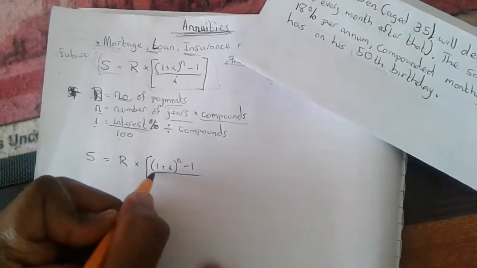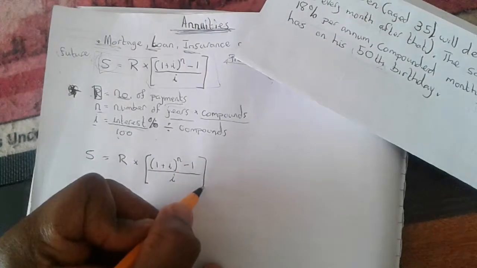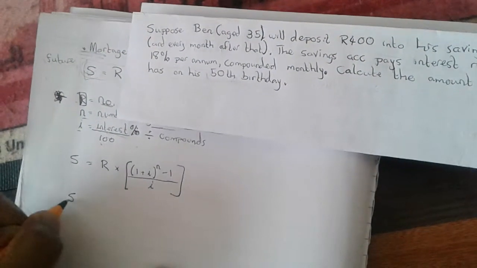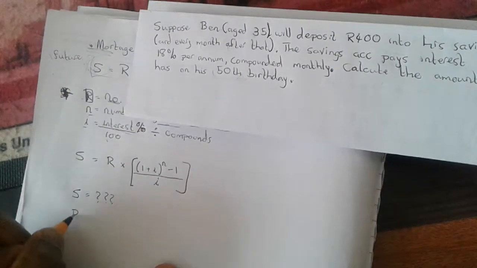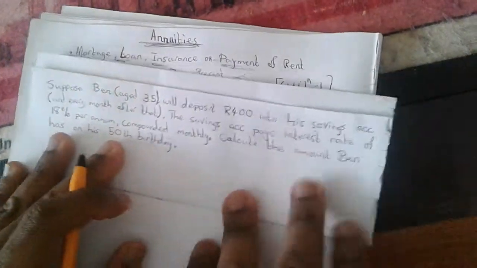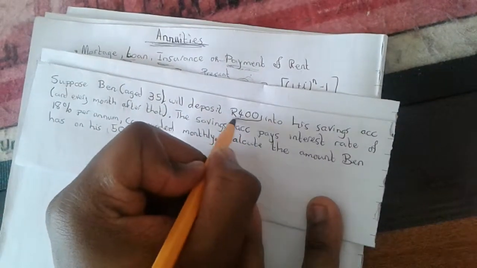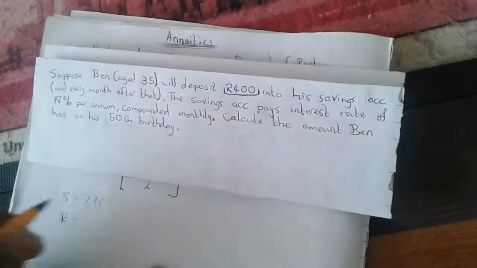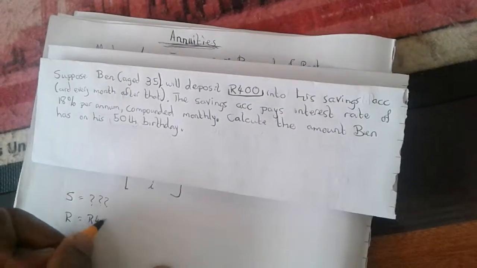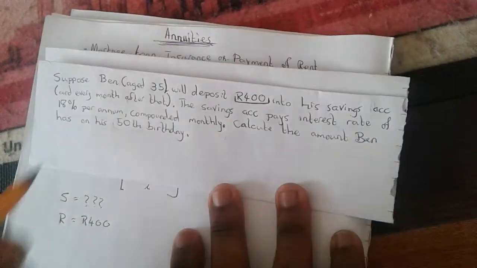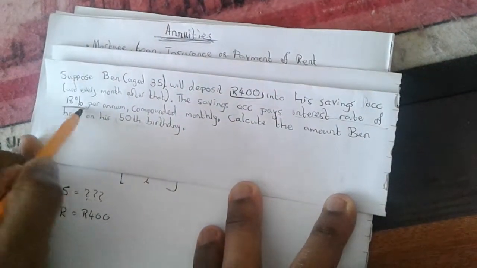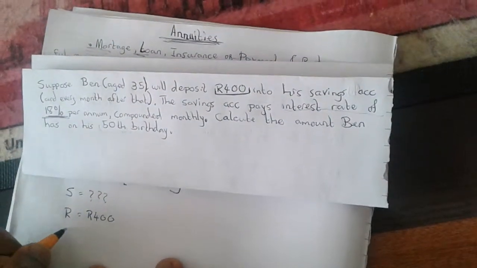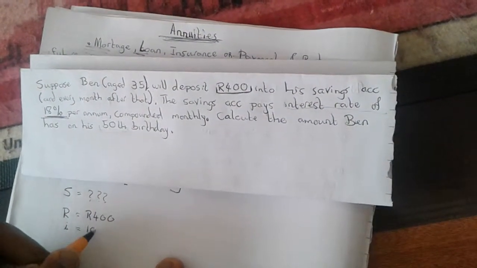Minus 1 over I. Now, what do we have here? We are looking for the value of S, which we do not have. R, the number of payments. How much will this person pay? He will deposit 400 every month. It's 400 into the savings account. And then what else do we have? We have the interest rate of 18%. So I is equal to 18.